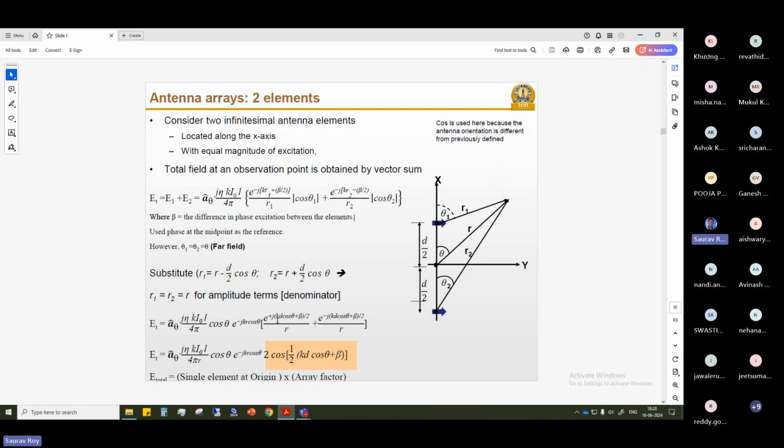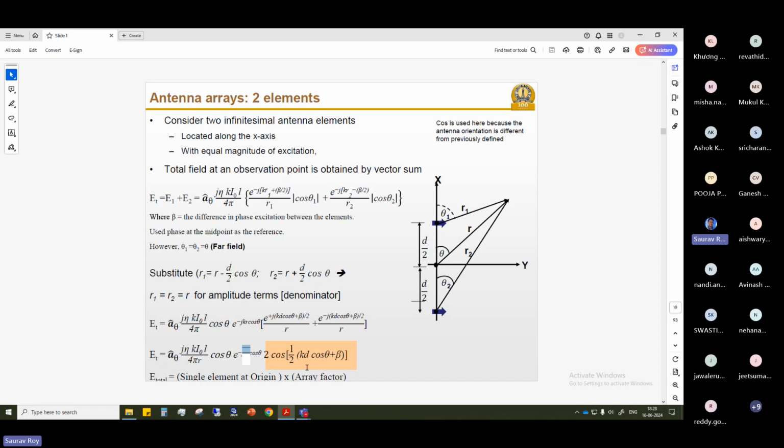So now if you expand kd cos theta plus beta and kd cos theta minus beta, what happens then? You get a factor called 2 cos of half of kd cos theta plus beta. Okay, this term is called the array factor of the antenna array. This antenna array has two antennas. The basic field comes from the single element, where both of them are identical antennas. Okay, and this array factor comes from the orientation of these two antennas and how you feed them.